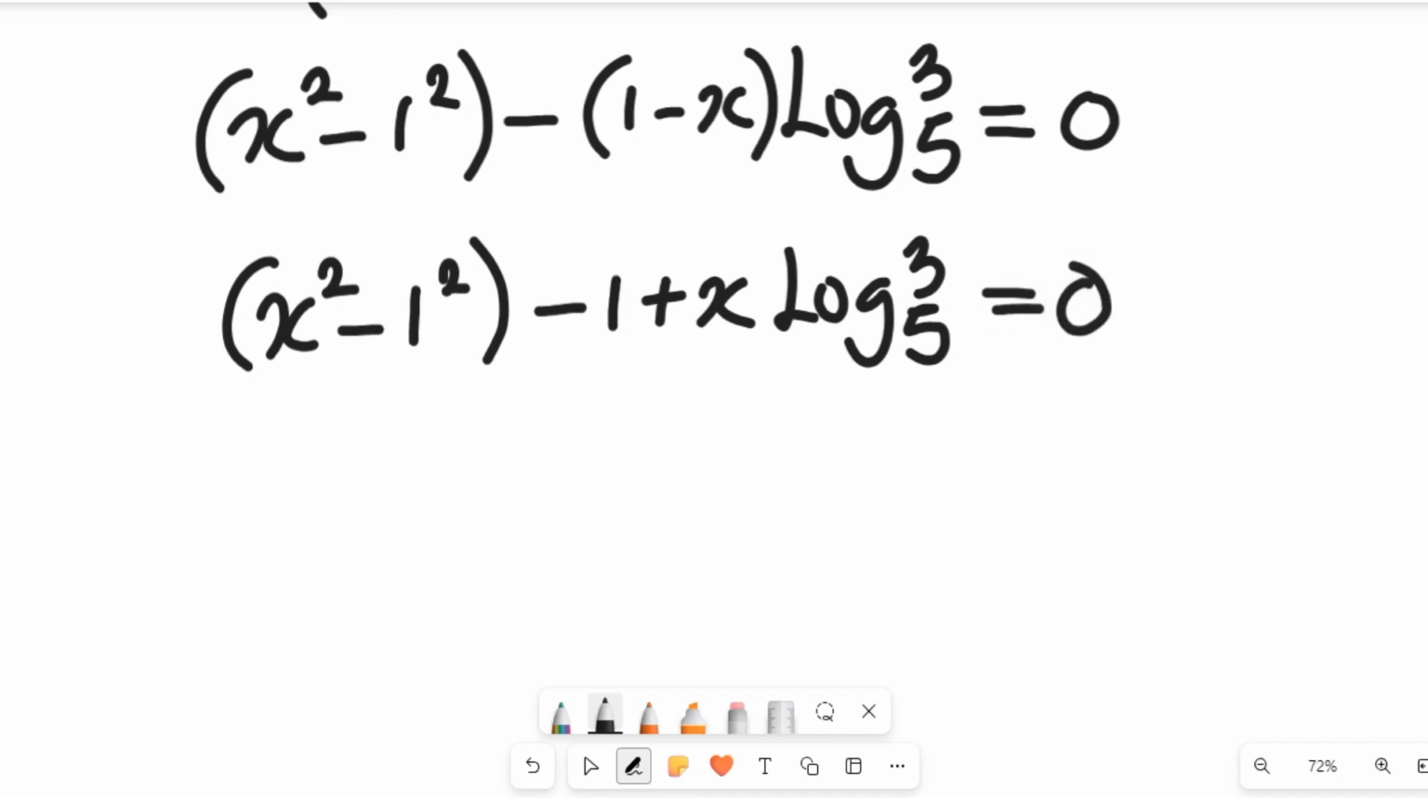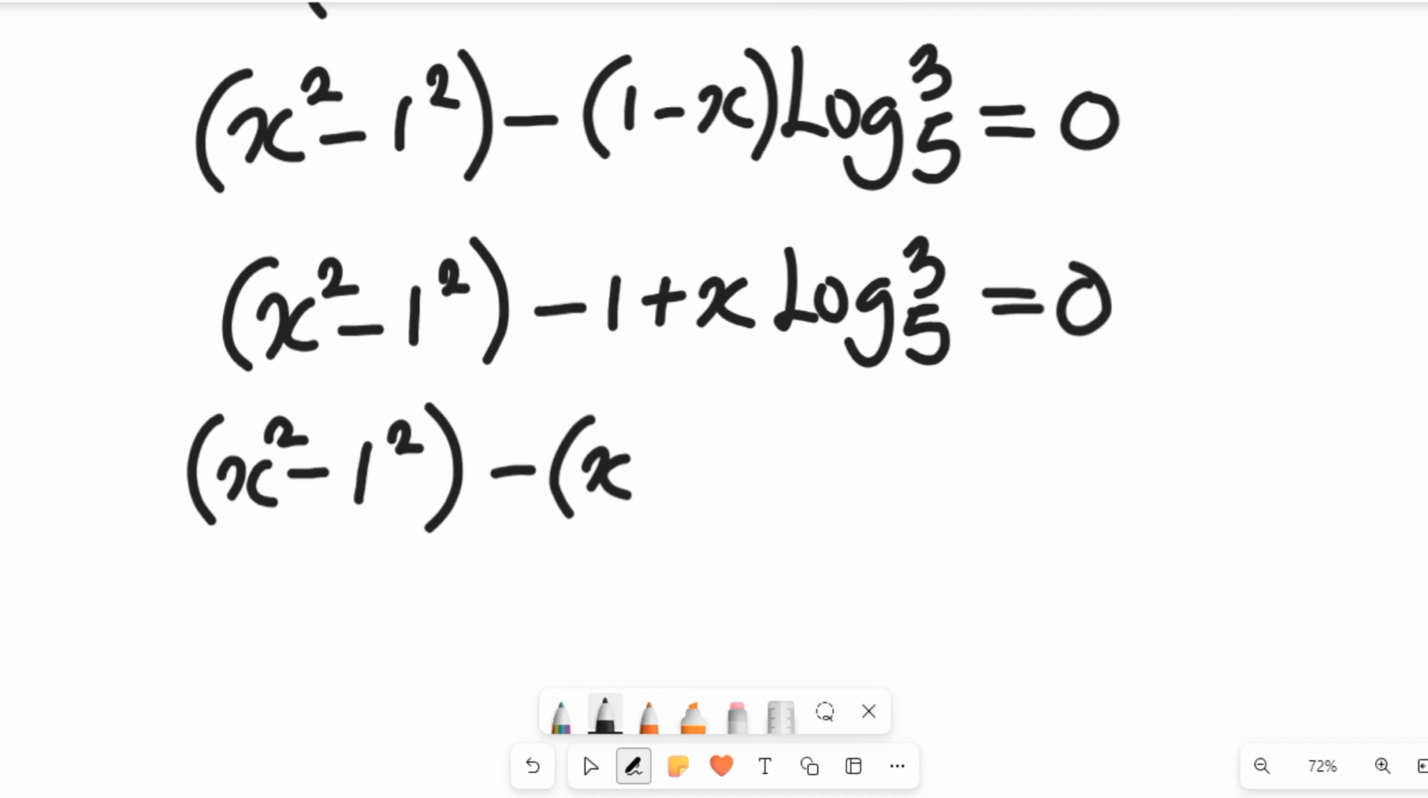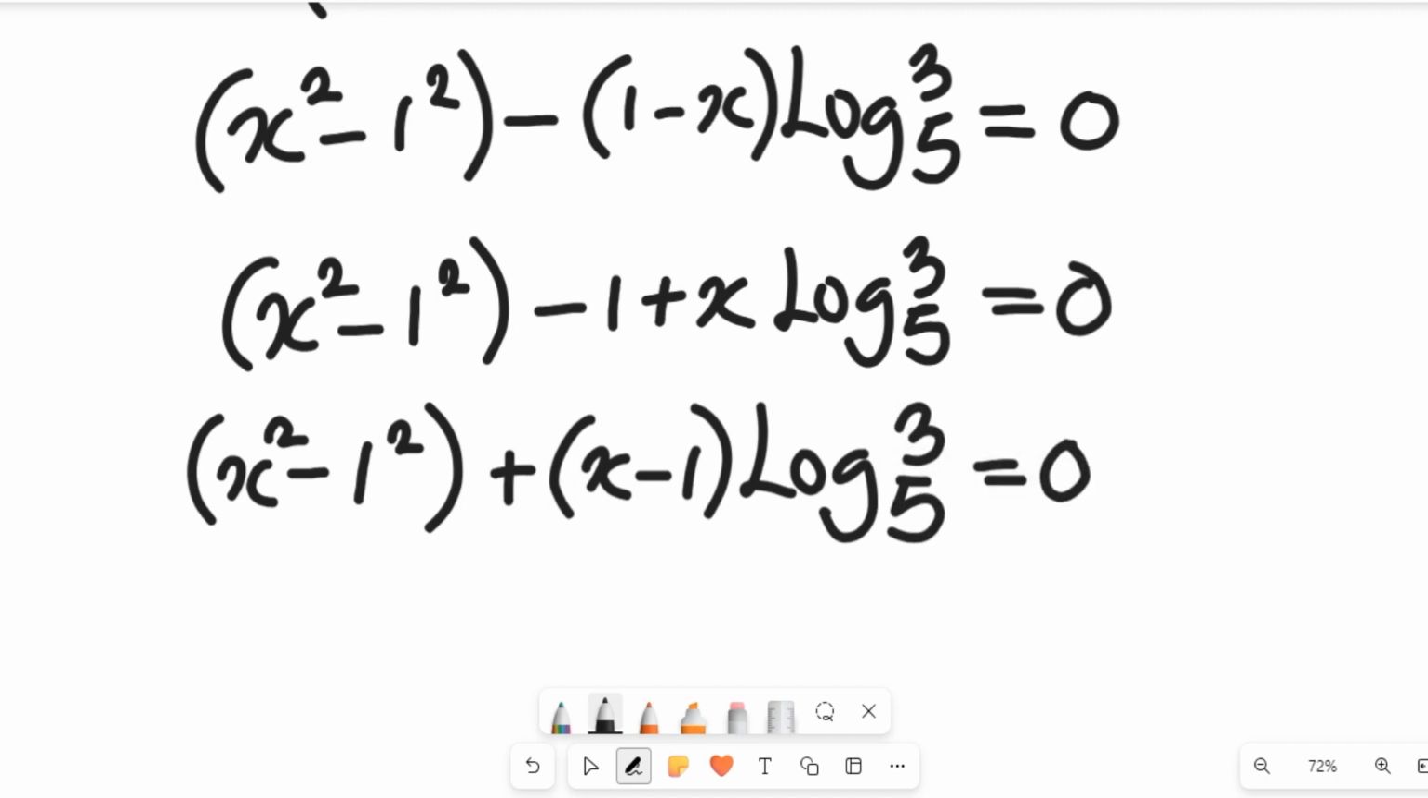Now, having done that, we are going to simplify. If we simplify, I want you to note that this expression can still give us x squared minus 1 square multiplied by minus x or plus x minus 1, log of 3 base 5, and this will be equal to 0. I didn't change anything, I only inverted this, and if you simplify this, you still get that expression.